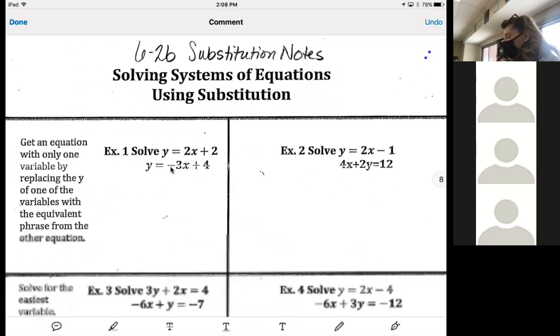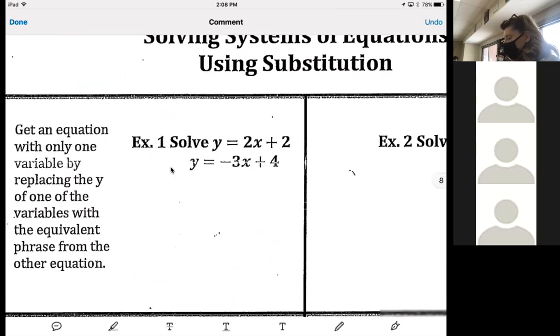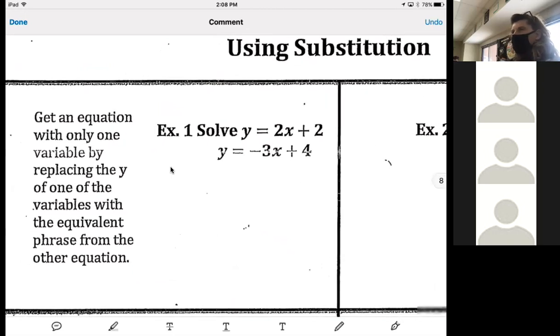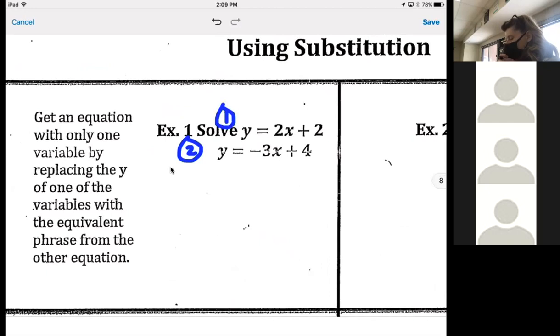This is where we're going to start working on our notes. Okay. So we're on the notes that say 6-2B, and we're on example 1. We have equation 1 and we have equation 2. Equation 1 is solved for y. It says y equals 2x plus 2. And equation 2 says y equals negative 3x plus 4.